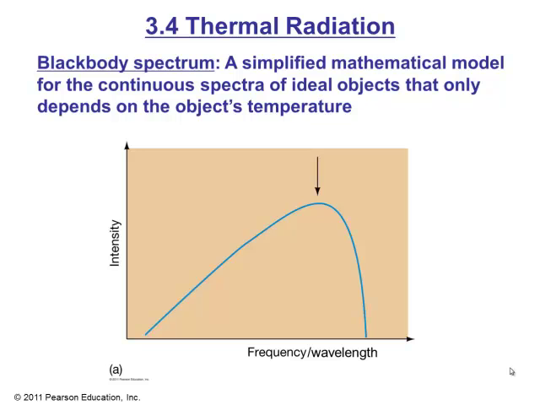And if you take a look at the picture right here, that's a graph of the blackbody spectrum, which is a simplified mathematical model for the continuous spectra of ideal objects that only depend on the object's temperature. Notice how this is a graph of intensity versus frequency or wavelength, and it has this shape, and all blackbody radiation has that exact same shape. And notice how the arrow is pointing at the peak. So that would be the peak wavelength.